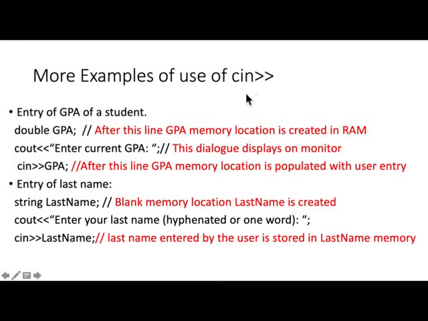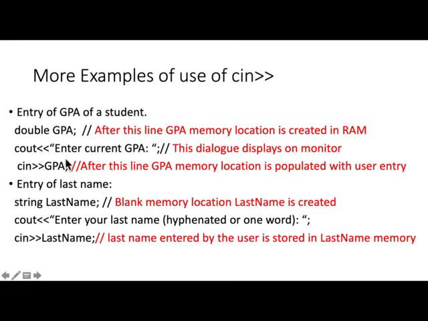Let's see more examples of use of cin. Input data: enter the GPA of a student, double GPA. After this line, the GPA memory location is available in the RAM. Prompt the user: enter current GPA. This dialog displays on the monitor, and we say cin extraction operator GPA. After this line, the GPA memory location is populated with the user entry.